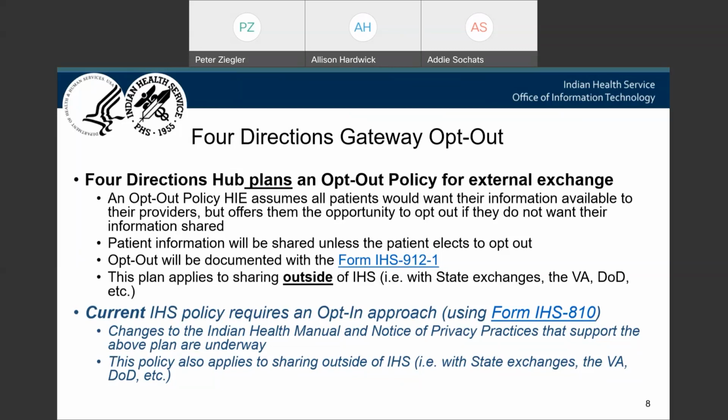And while this is the plan, current IHS policy requires an opt-in approach, meaning that patients need to actively opt in using the form IHS 810 to have their information shared on the eHealth Exchange externally. All information is shared internally through the 4DH, and we'll continue to clarify on that. The Indian Health Manual changes and changes to the Notice of Privacy Practices are underway. And again, this policy applies to sharing outside of IHS with state exchanges, the VA, Department of Defense, etc.